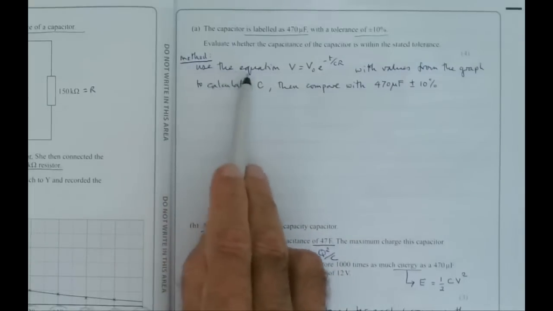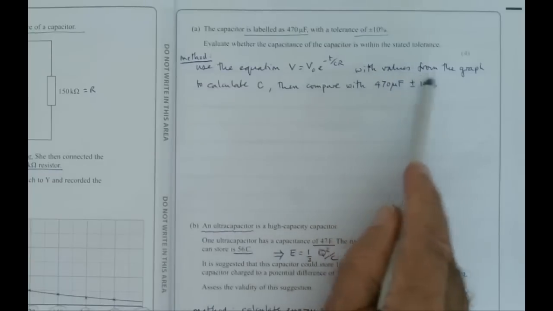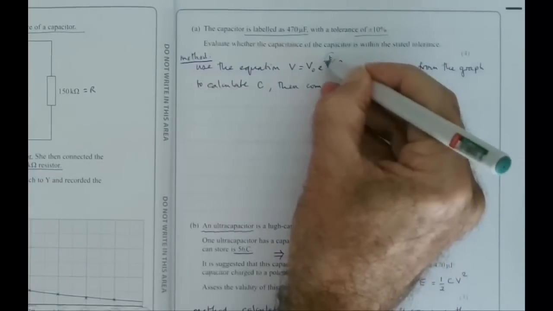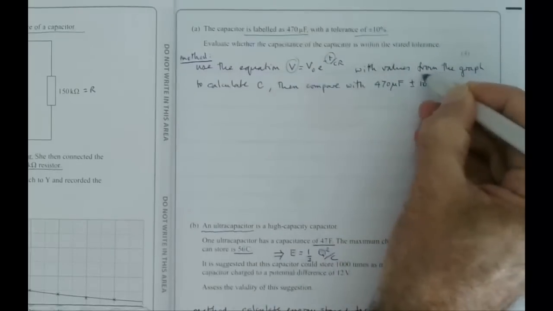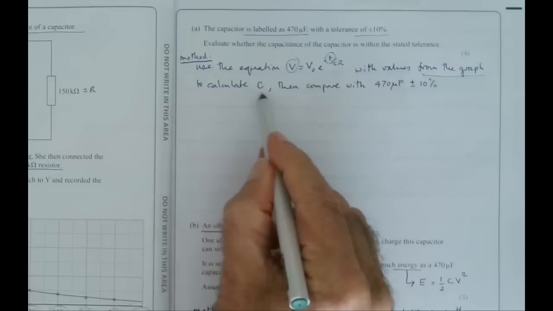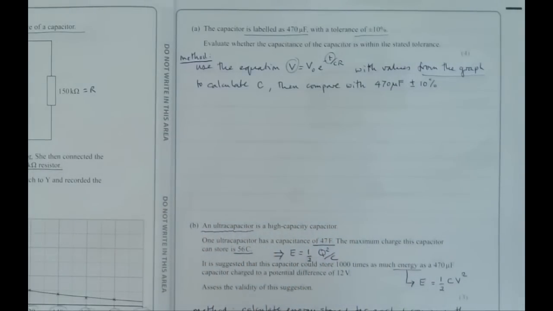Okay, so use the equation V equals V0, as I explained, with values from the graph for V and t. So you get t and V from the graph. Okay, you can take any two values you want, to calculate C, then compare it with your 470 microfarads.